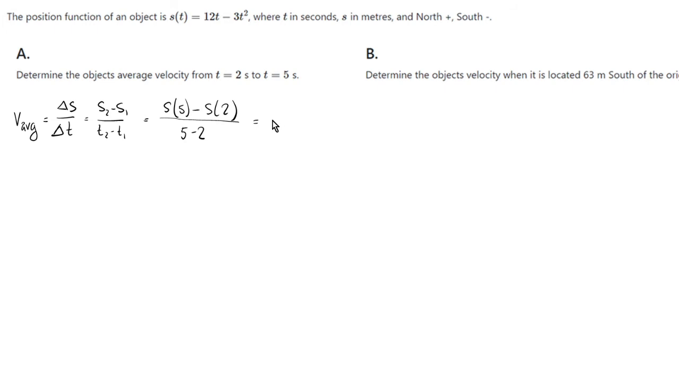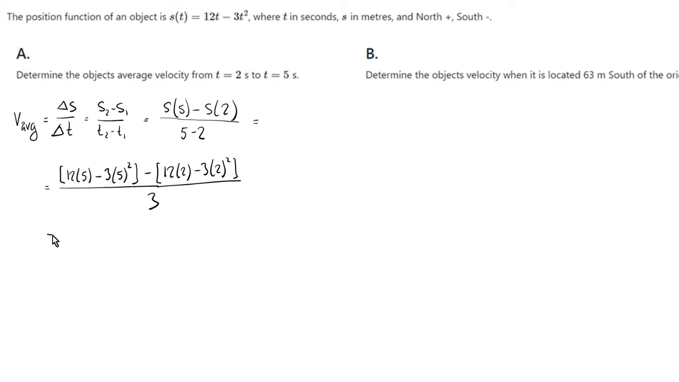So if we expand this in the numerator, we're going to get 12 times 5, sorry, s of 5, minus 3 times 5 squared, minus 12 times 2 minus 3 times 2 squared, divided by 3.